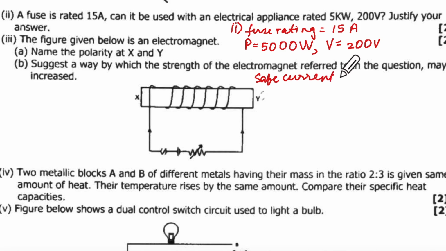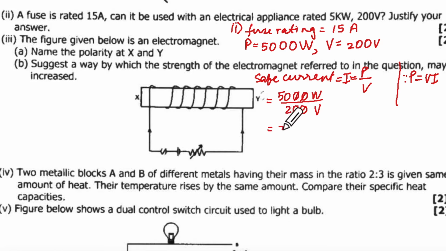Safe current will be equal to, show over here, power is equal to VI. Okay, so I will be equal to, V comes this side, so P upon V. So that will be 5000 watts upon 200 volts. How much is it coming to be? 25 ampere. Now safe current for its working is 25 ampere and the fuse is going to cut off at 15 ampere. Will the appliance work? So what you will say?